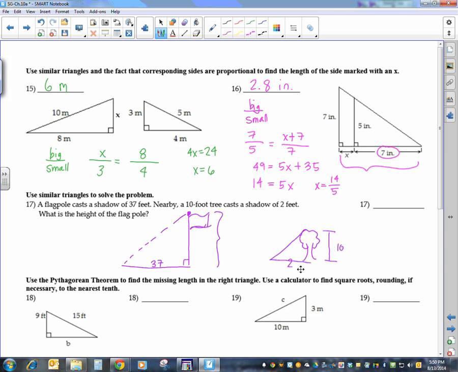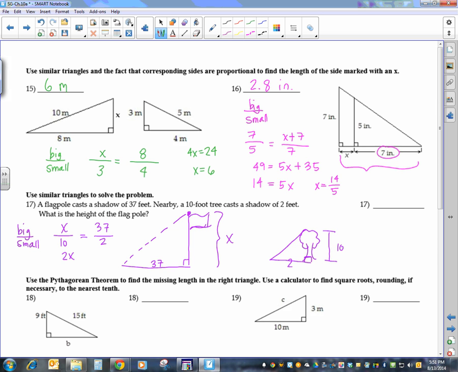Hopefully you can see from my really bad pictures that these are your right angles right here, because the trees go straight up and down when they grow. So we have 10 and 2, and they're asking me for the height of my flagpole. So we're still doing the same thing, big to small, or if it helps you this time, you can say flag to tree. So the big part is x and 37, and the height of the flagpole goes with the height of the tree. The shadow of 37 goes with the shadow of 2.